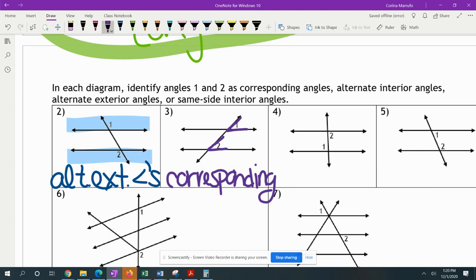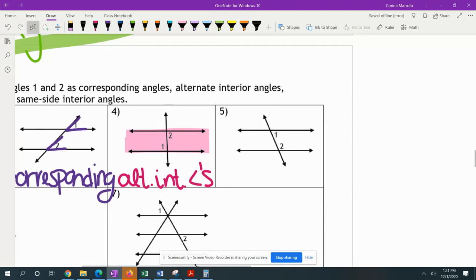Okay, the next one here, we have this little space in between. This is 1 and 2. They're both inside the parallel lines. They're both on alternate sides of the transversal. So this is alternate interior angle. So I am abbreviating because it is kind of long and doesn't fit.